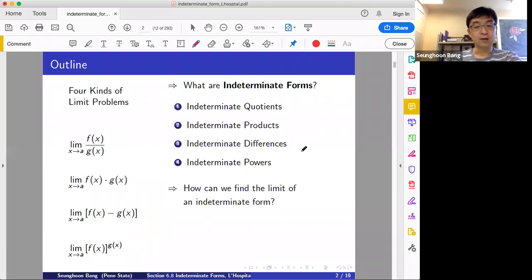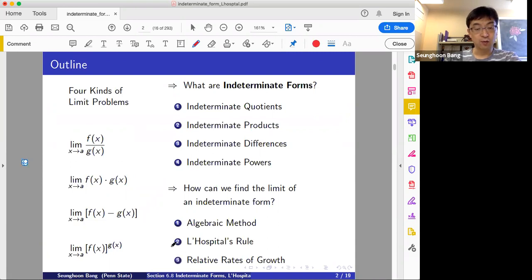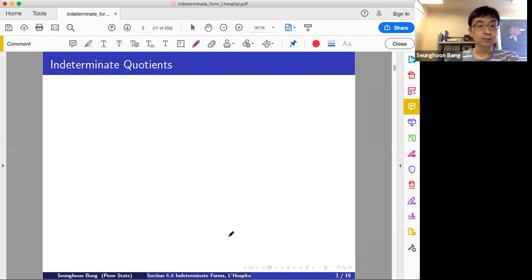How can you find the limit of an indeterminate form? We have the algebraic method, L'Hopital's rule, and relative rates of growth. Today we focus on the second and third methods, exactly today's lecture. What's the indeterminate quotient? Consider type 0 over 0 and infinity over infinity forms.